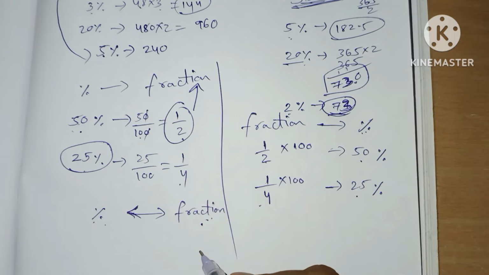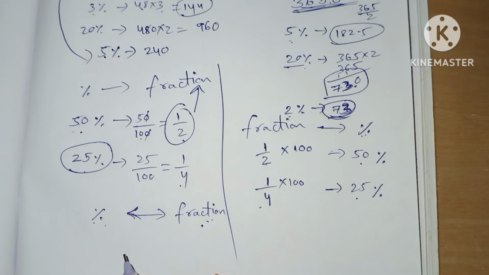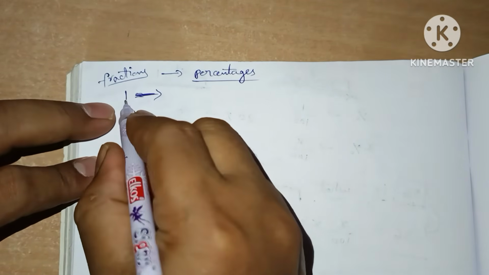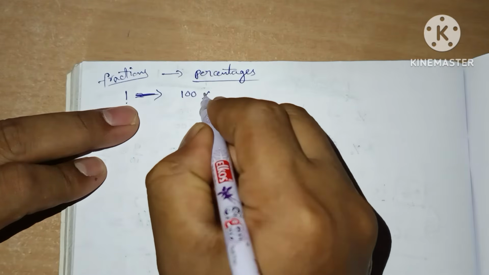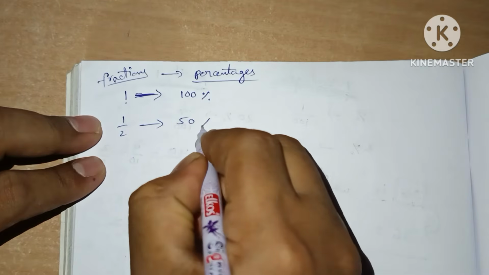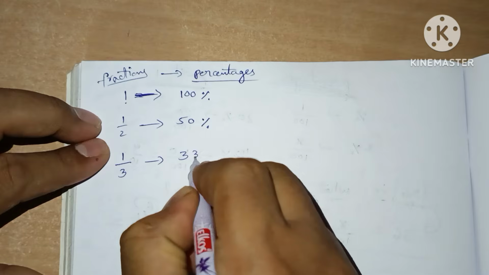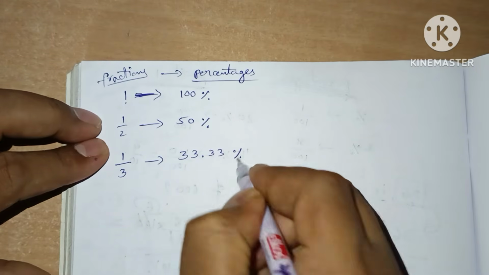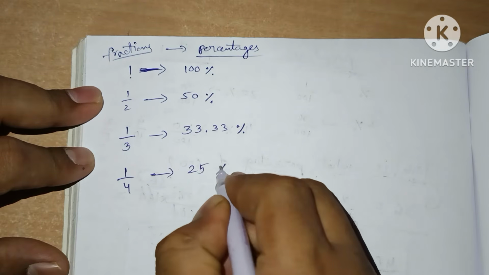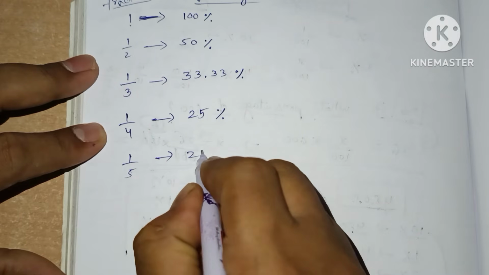Now we need to learn some table of percentages to fractions. Let's see the table of fractions to percentages. 1 is nothing but 100%. Half is nothing but 50%. 1/3 is nothing but 33.33%. 1/4 is nothing but 25%. 1/5 will be 20%.